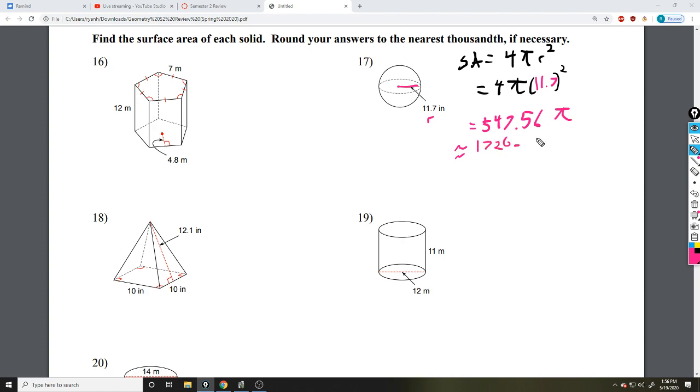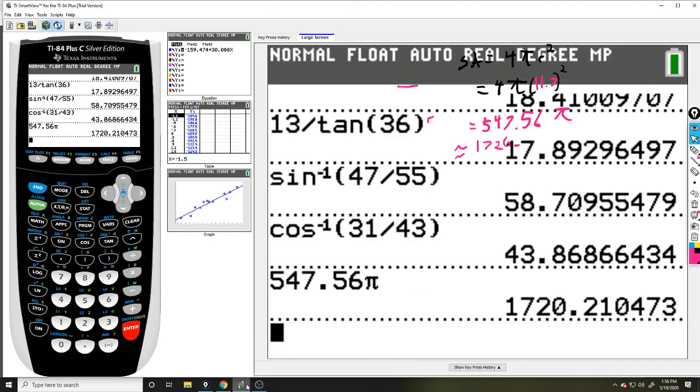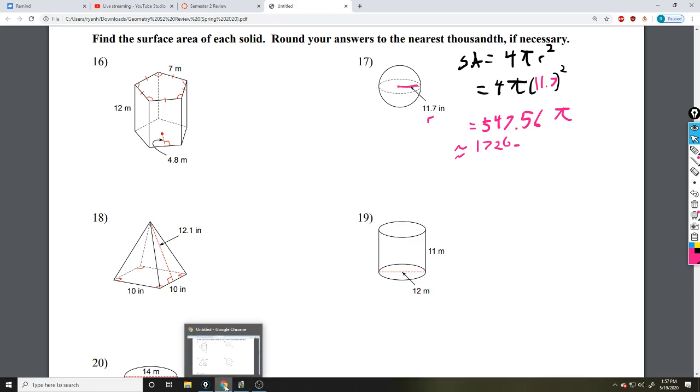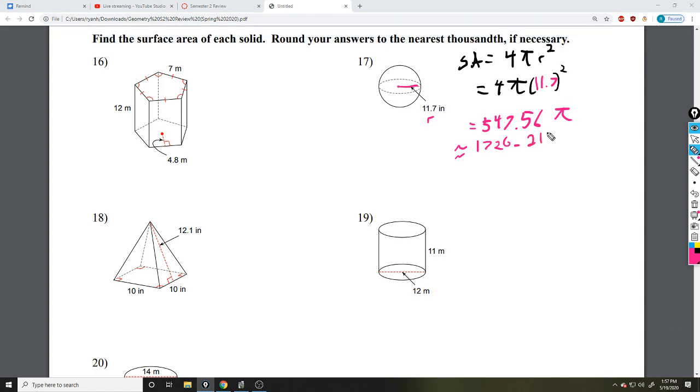And since we're going to the nearest thousandth. Oh, hold on. To the nearest thousandth. So 3 decimal places. 2104. So 210. I didn't look at the 4th decimal place. Usually we've been going to the nearest tenth. 210. Inches squared. Surface area is still an area. So our sphere is a lot more straightforward.